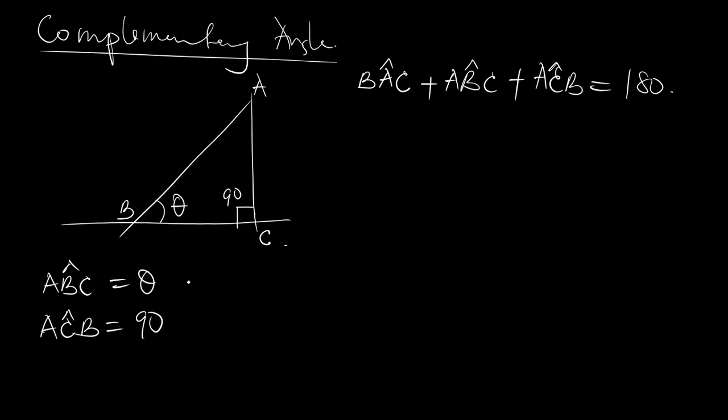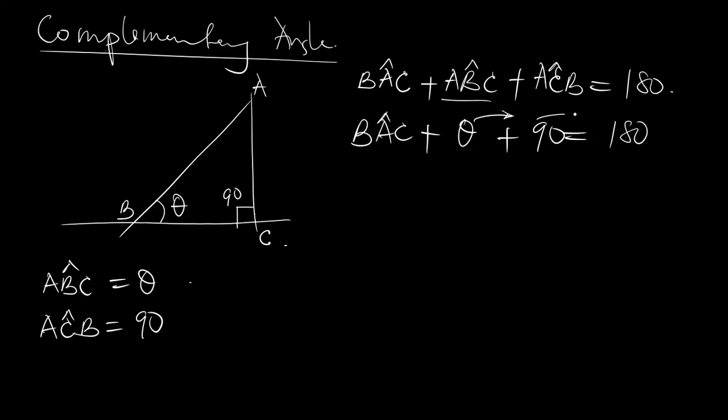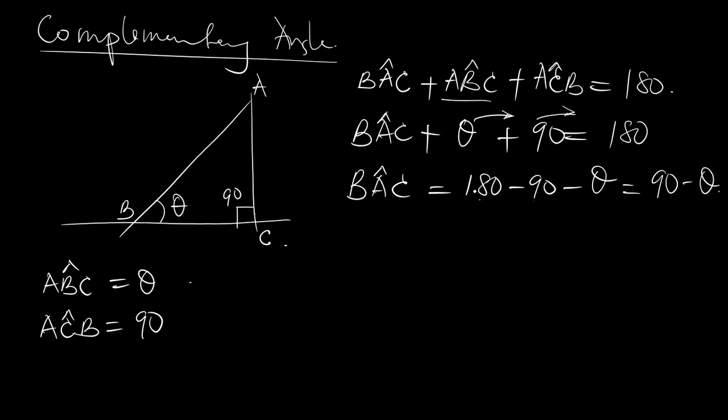Now let's substitute these values here. You have this to be theta, you have this to be 90, and this one is assumed to be unknown. Now you have this to be 180. Moving this whole thing to this other side, you have angle BAC equal to 180 minus 90 minus theta. Now 180 minus 90 will give you 90 minus theta. So this angle here is 90 minus theta.